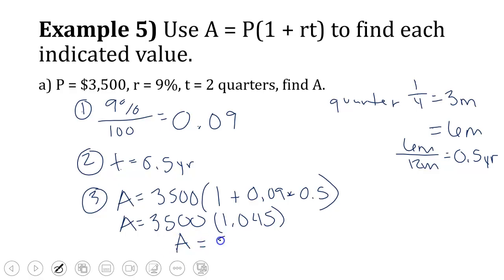So our ending amount of how much we're going to pay in total, because the A is your ending amount, your principal, and the interest. So after everything that we have borrowed, we will pay in total $3,657.50.